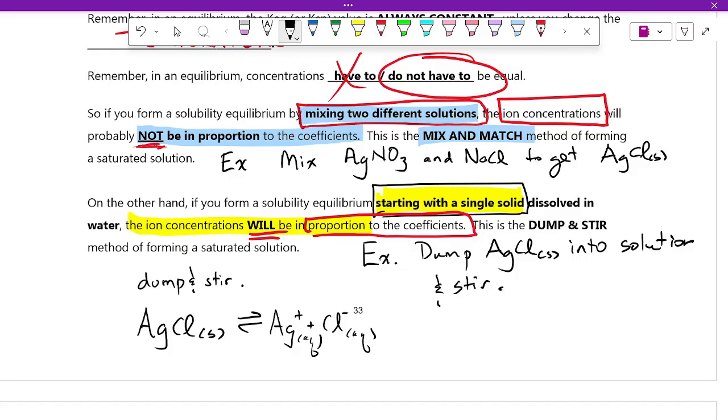But yeah, it absolutely depends on the coefficients. I was just oversimplifying there. Yeah.